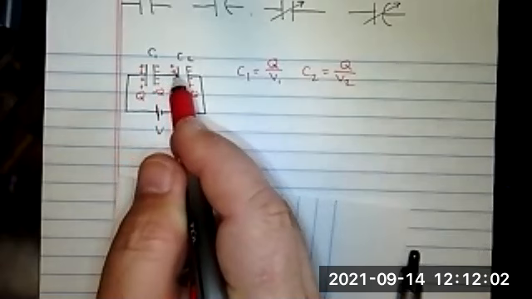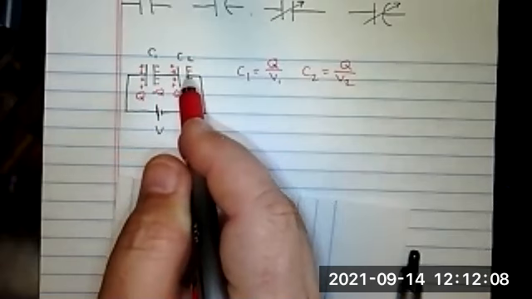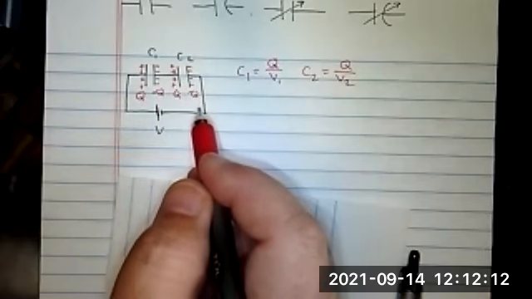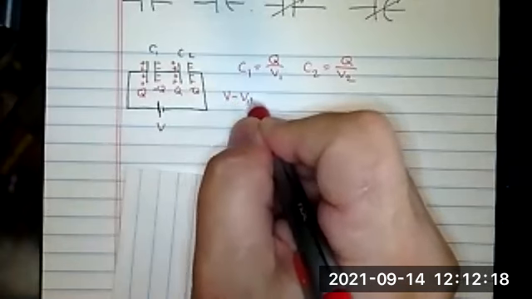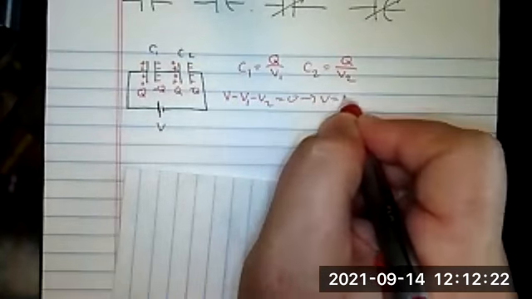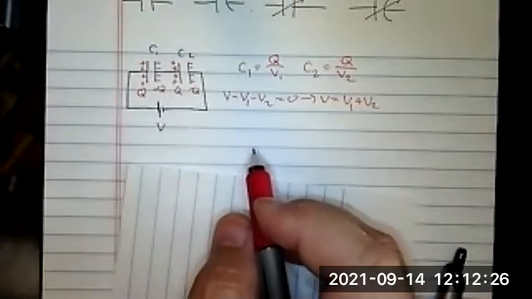And now I go down again, this time from positive to negative, amount V2. So I've got now V minus V1 minus V2. And then I get to zero and I say, oh, V minus V1 minus V2 equals zero, suggests that V has got to equal V1 plus V2. Does that make sense?